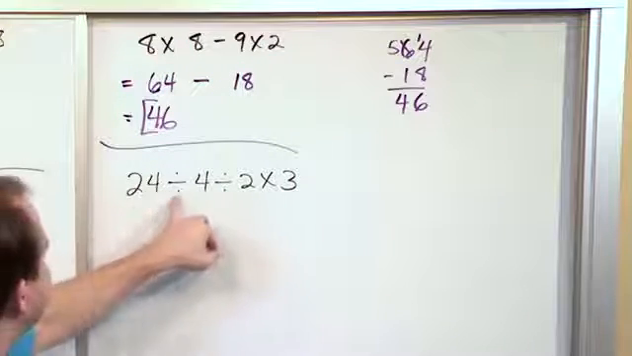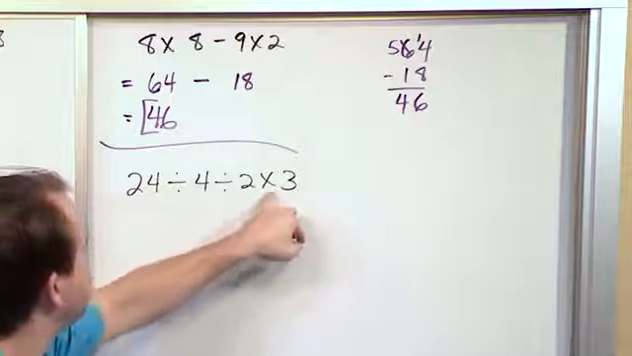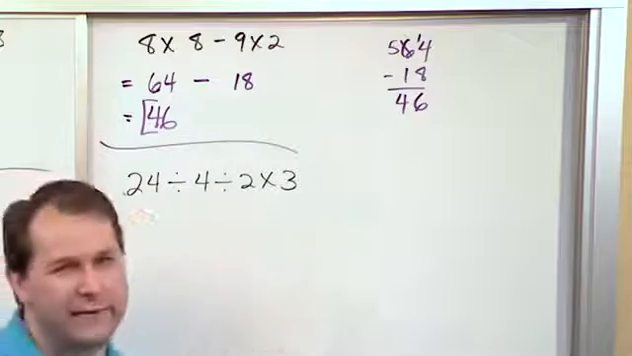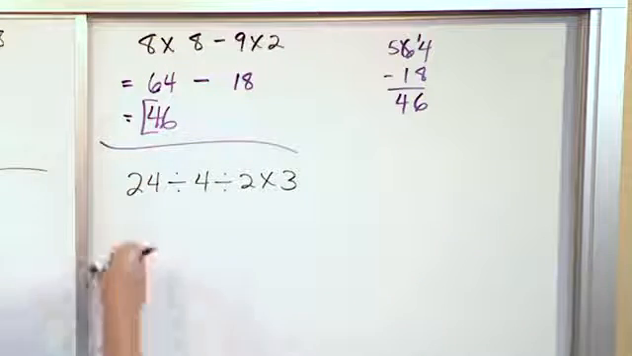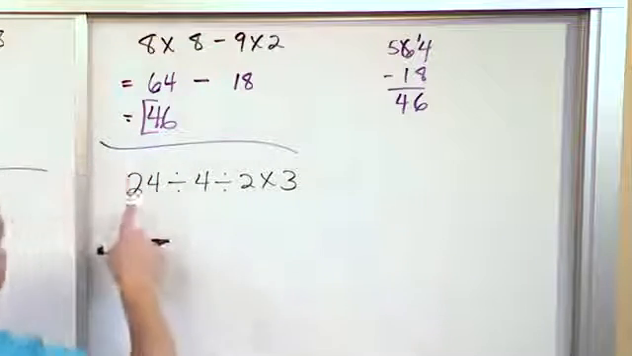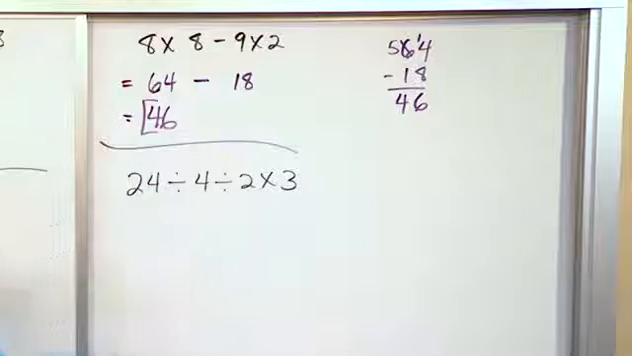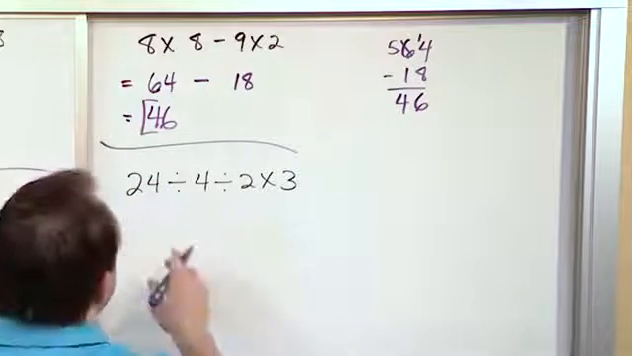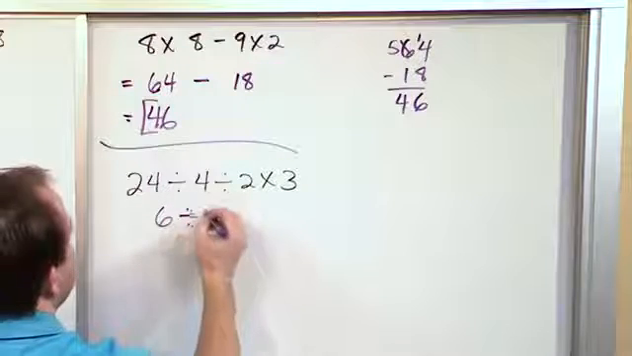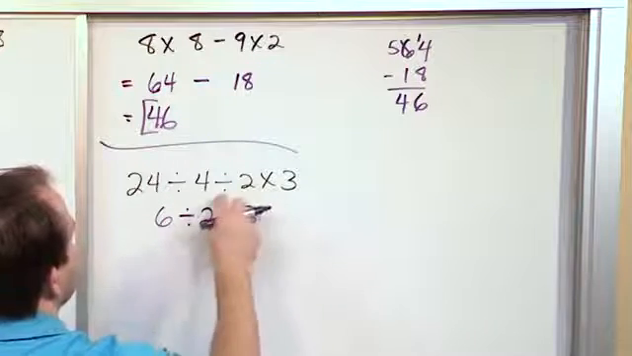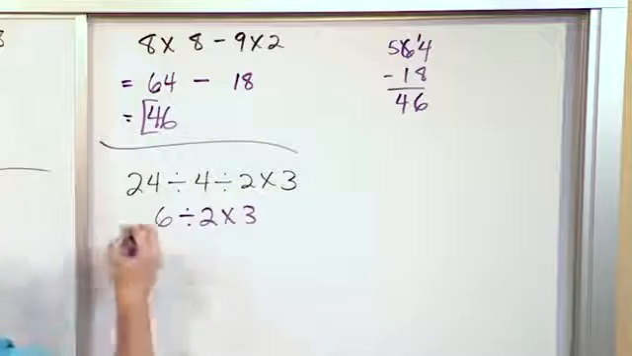So we see we have a bunch of stuff going on here. We have division here, we have division here, we have multiplication here, and these are all linked together. So you can't really do them all at once. So what you really should do is do them left to right, okay? So what we have in the first step is 24 divided by 4. What does that equal? 6. Now let's just carry the divide by 2 multiplied by 3 to the next problem.